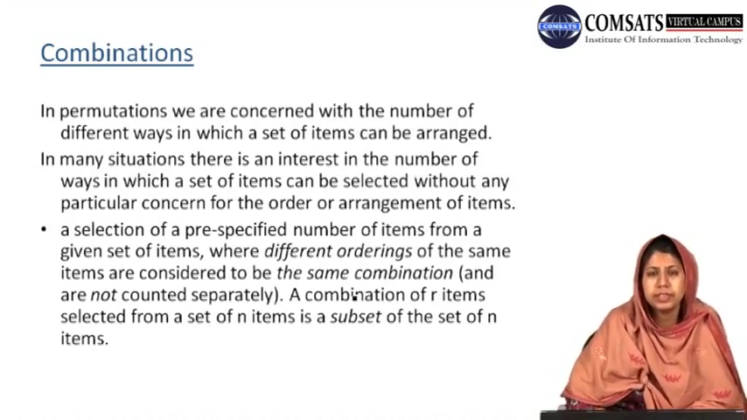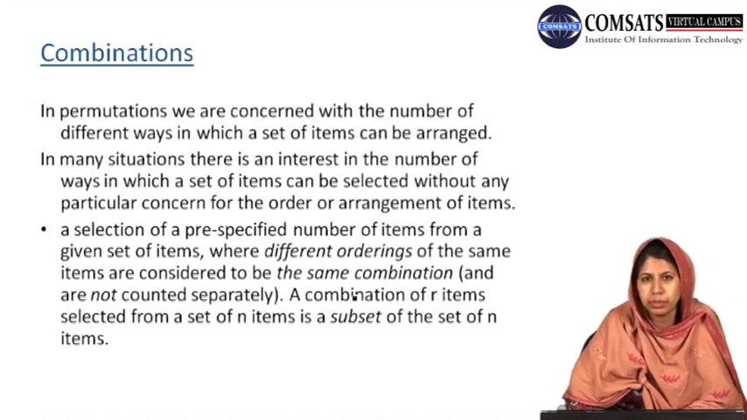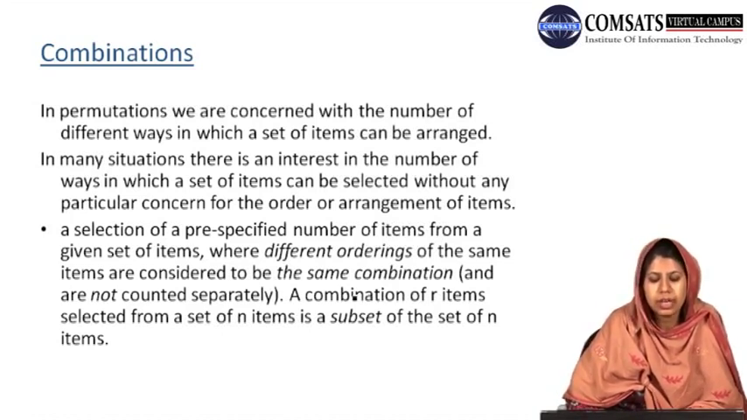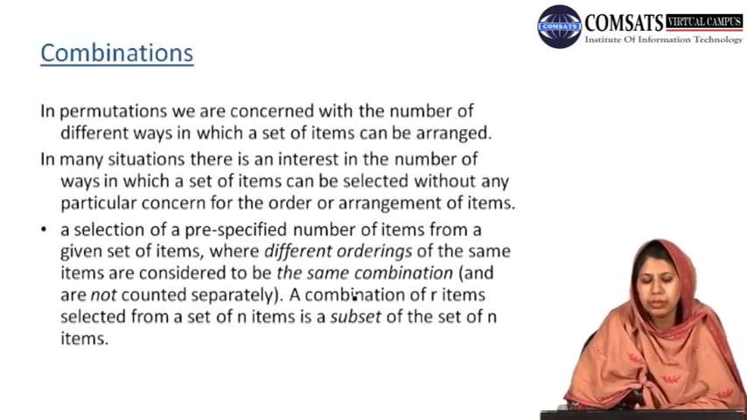That is, a combination is a selection of a pre-specified number of items from a given set of items where different orderings of the same items are considered to be the same combination and are not counted separately, as we have done in the case of our permutations. For example, the orderings 1 2 3 and 3 2 1 will be counted as one because they are made from the same items. So they will be considered as one combination and counted as one only.